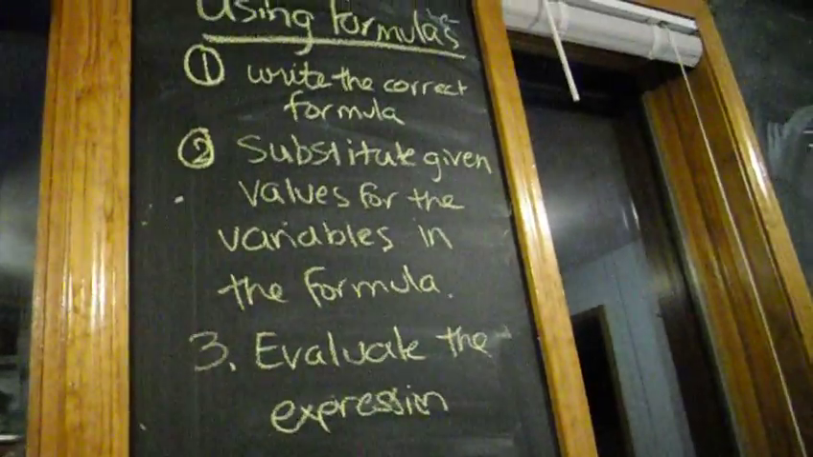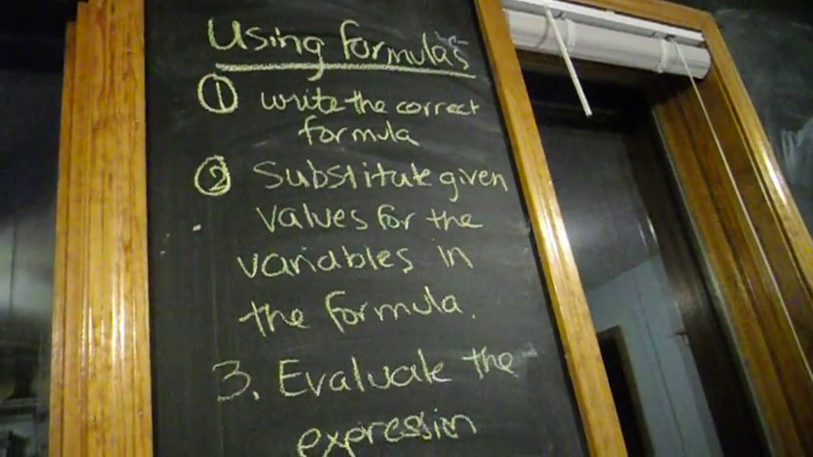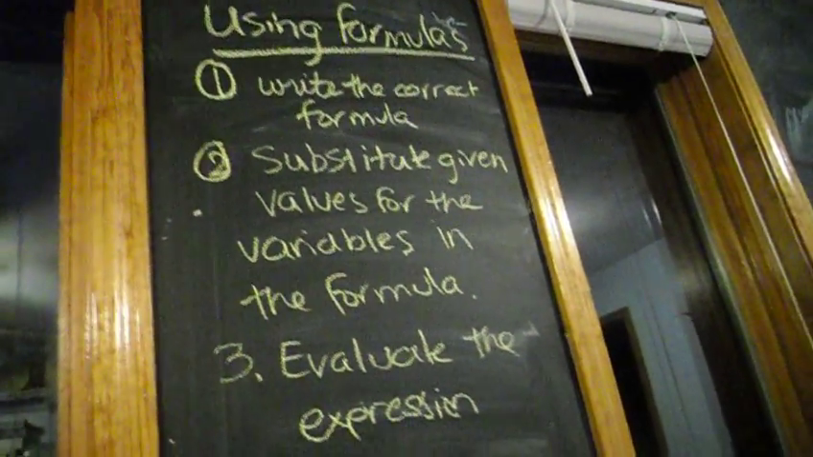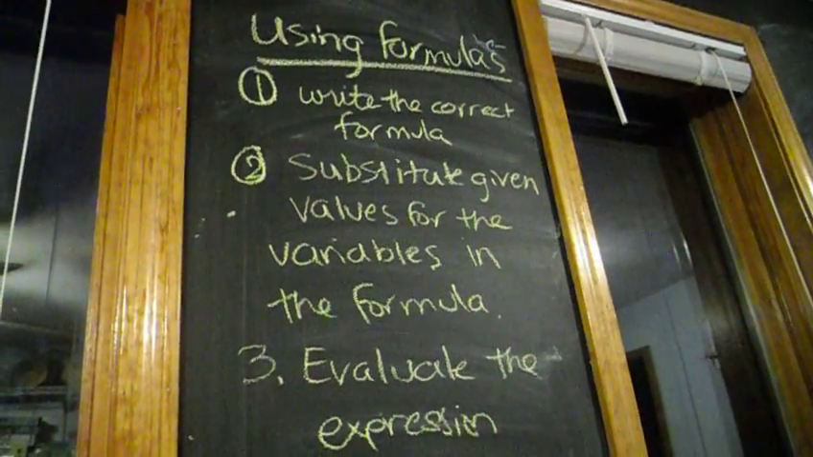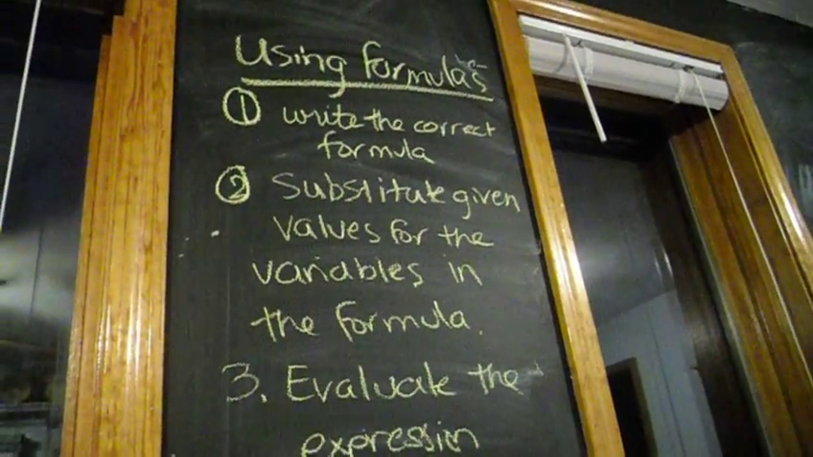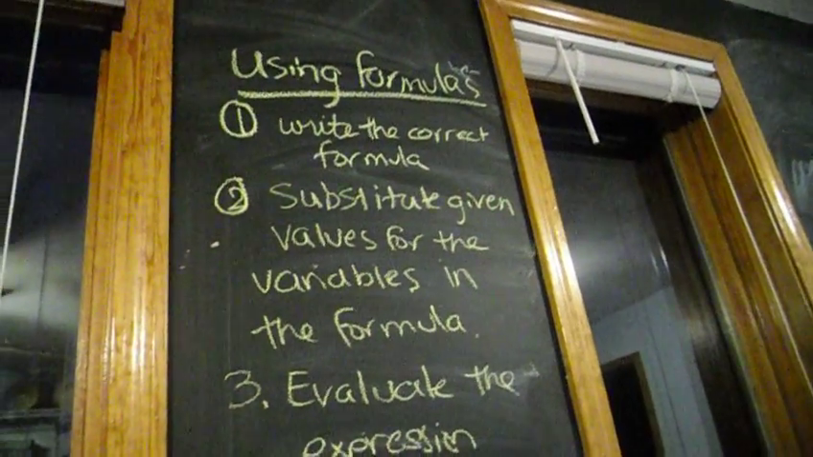Okay, using formulas. The first thing you want to do is make sure you write the correct formula. Then you're going to substitute given values for the variables in the formula, like I just substituted in 35 for the C. And then we're going to evaluate the expression.